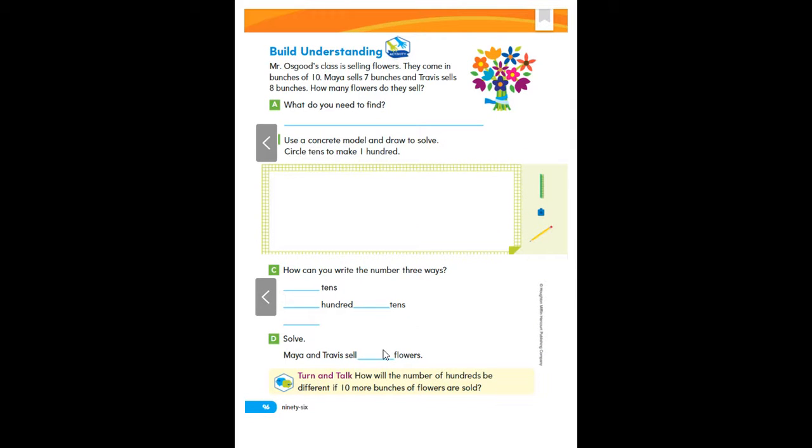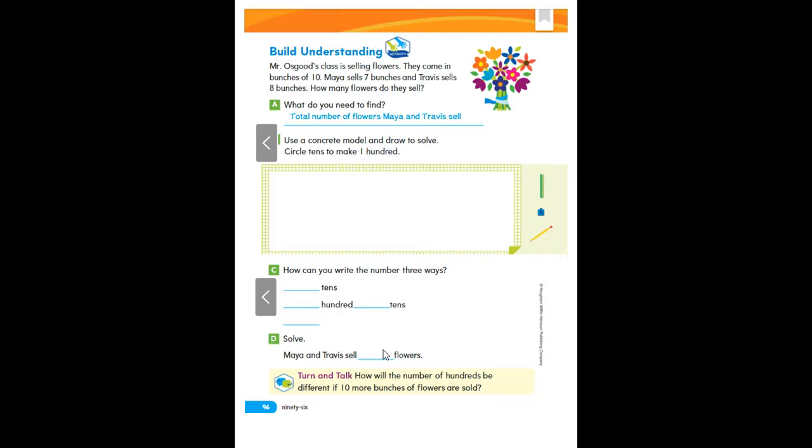All right, let's turn to page 96. Build understanding. Mr. Osgood's class is selling flowers. They came in bunches of 10s. Maya sells 7 bunches and Travis sells 8 bunches. How many flowers do they sell? So what do we need to find? We need to find the total number of flowers Maya and Travis sell.